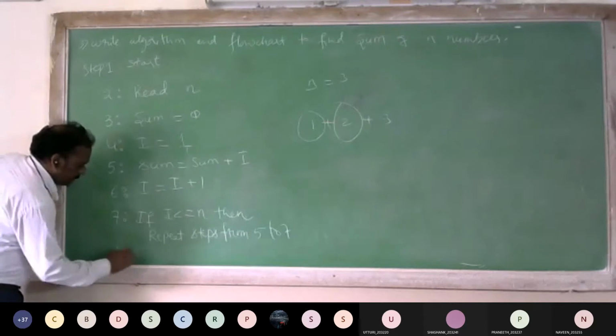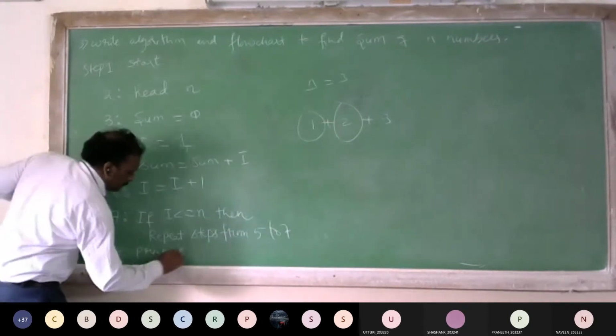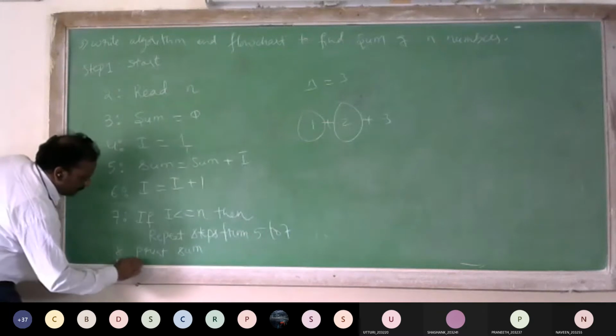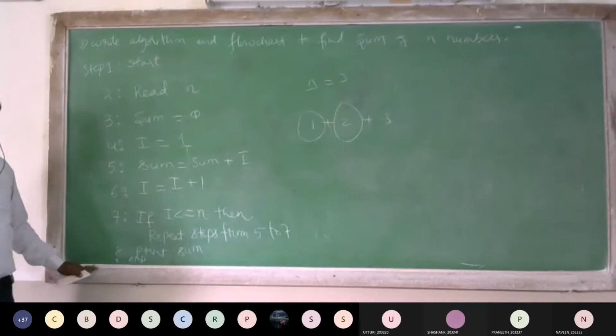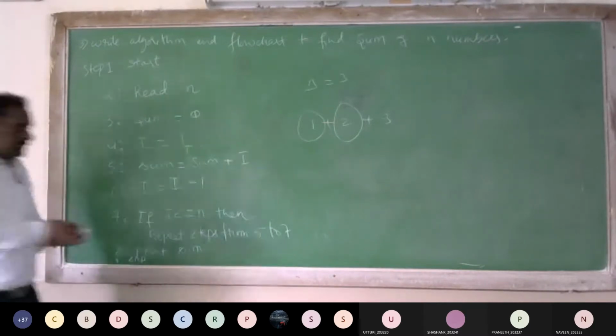So what is the next statement? Print sum. What is the last statement? Stop. Yesterday we saw this algorithm. Now I will convert this algorithm into a flowchart.